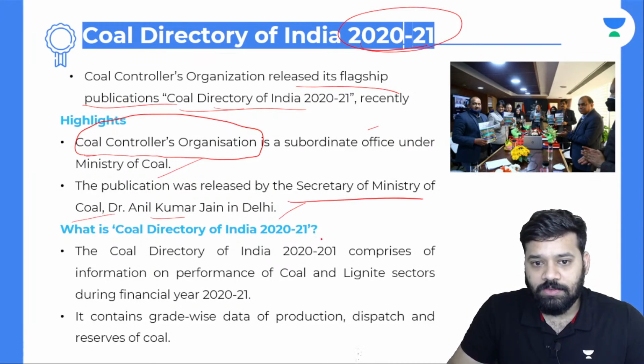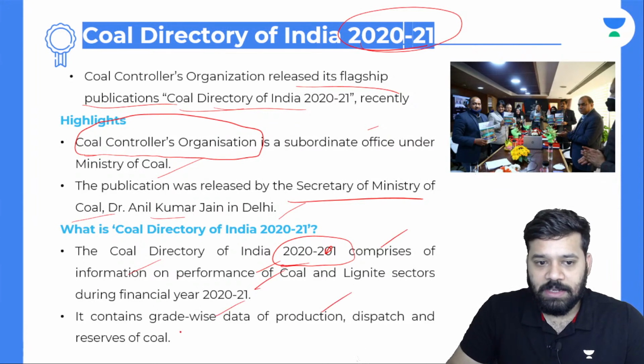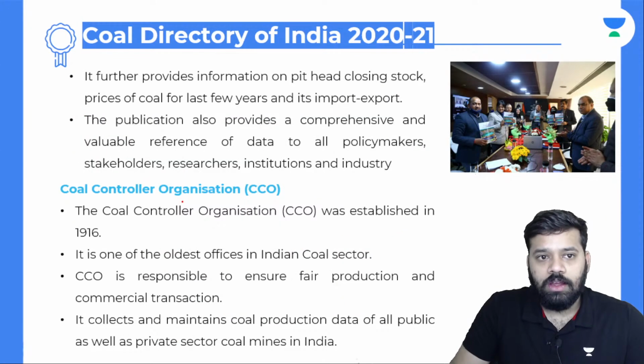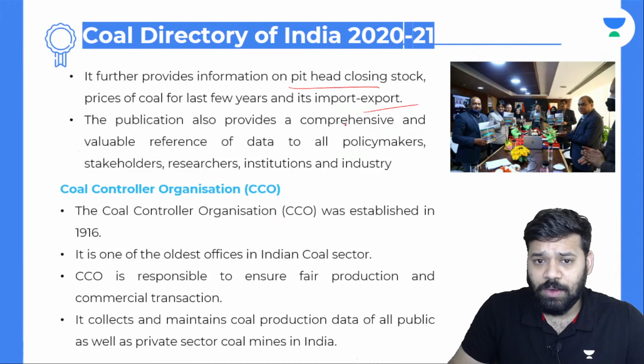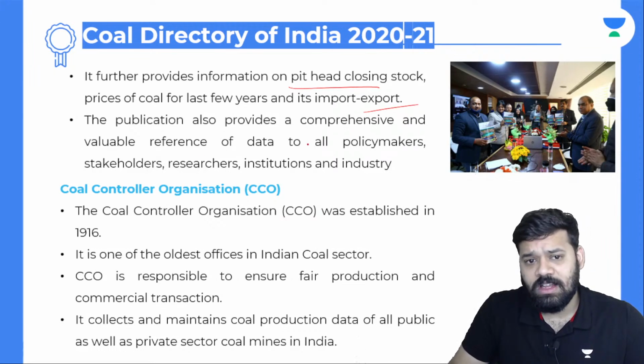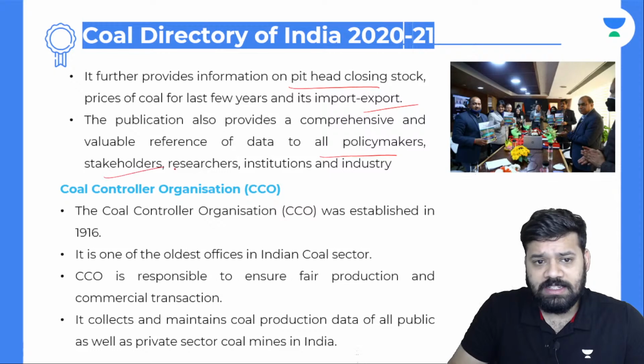What is the Coal Directory of India 2020-21? It comprises information on the performance of coal and lignite sectors during financial year 2020-21. It contains grade-wise data of production, dispatch, and reserves of coal. It further provides information on pit head closing stock, prices of coal for the last few years, and its import-export. The publication also provides comprehensive and valuable references of data to all policymakers, stakeholders, researchers, institutions, and industry.